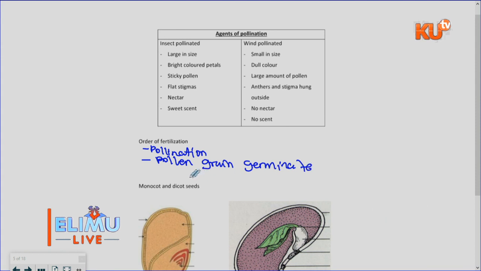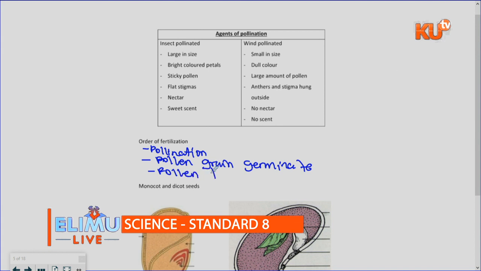Then we have development of the pollen tube. Development of the pollen tube is done on the style. This one is done on the style, get the differences. Then we have fusion. The pollen tube breaks, which leads to fusion of the male and the female gametes. The male gametes in this case are the pollen grains, and the female gametes in this case are the ovules. So we have fusion. Then lastly, we have formation of seeds and fruits.